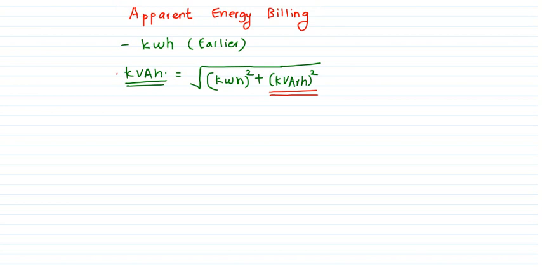If we simply have this apparent energy billing, all these terms will go out, the complexity will go down, and the final consumer will simply understand that we have to pay for this kVAH. So this is apparent energy billing.